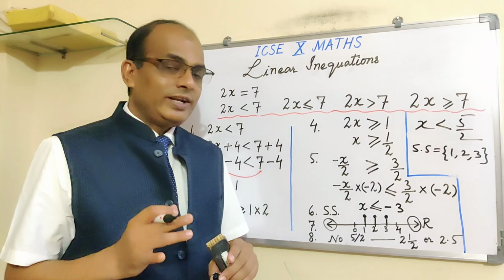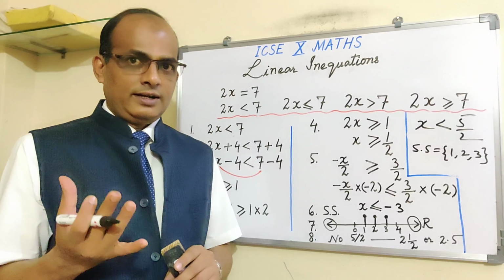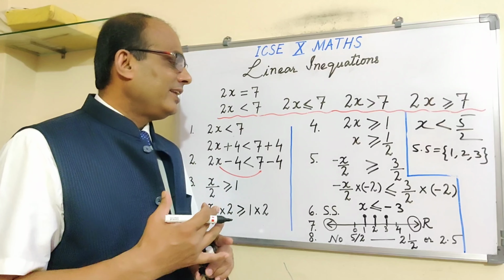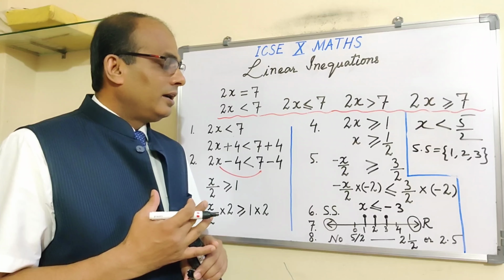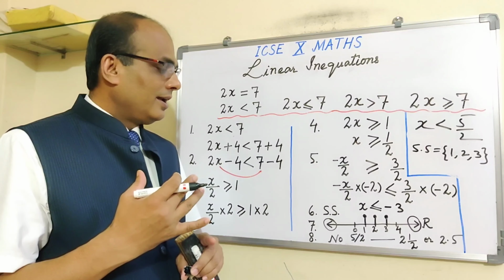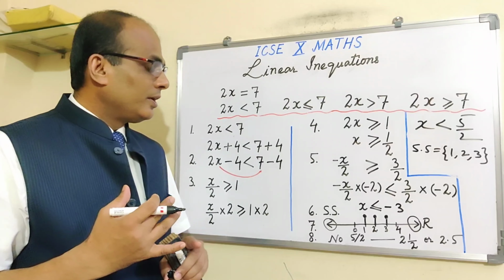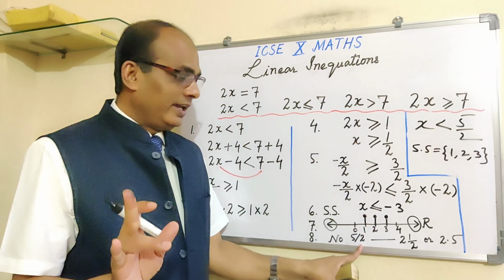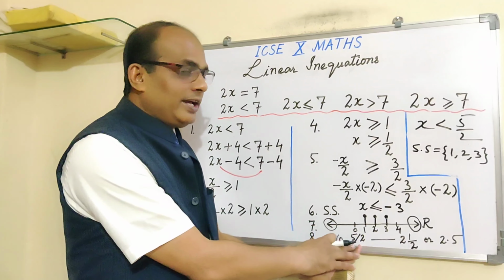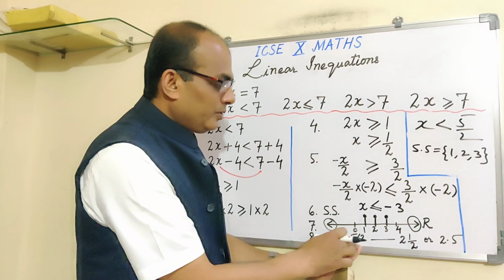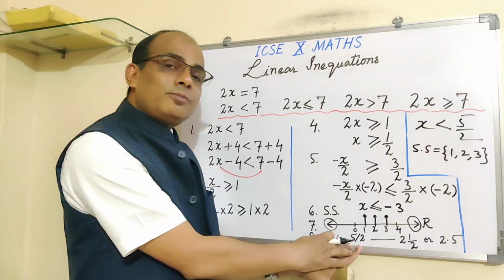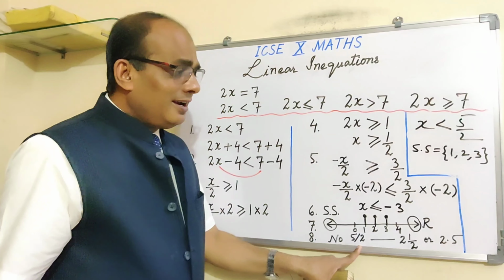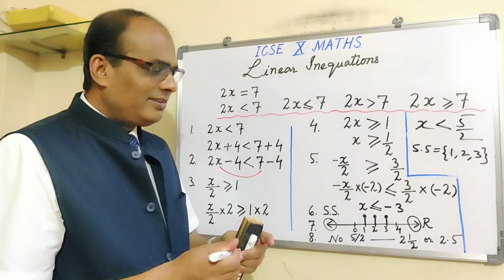When you are given x belongs to R, and you are writing down the solution set, and suppose you are getting x is less than or equal to 5 upon 2. First thing is, you should not write down 5 upon 2. You should write down 2 1 upon 2. Please do not write down an improper fraction. Write down a mixed fraction or a decimal. Decimal I don't write down, because in some cases you can write it down.